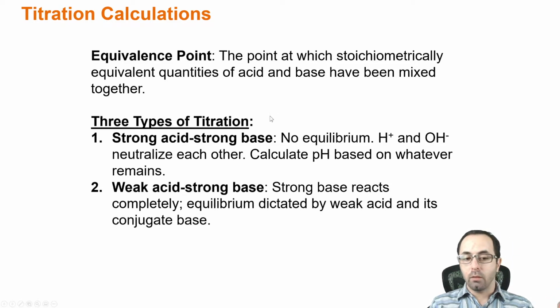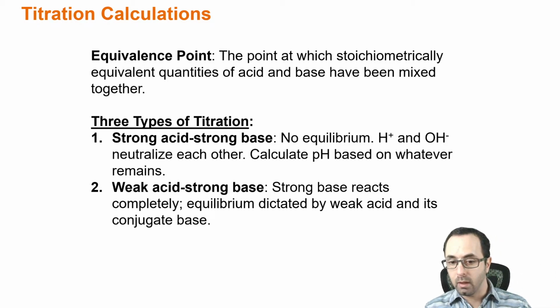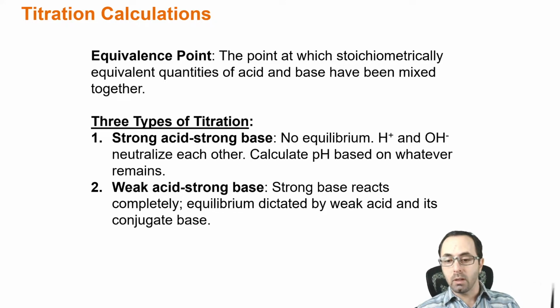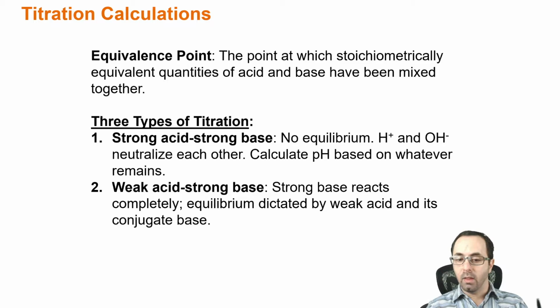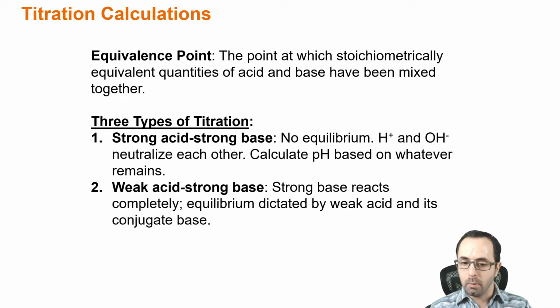In a weak acid, strong base titration, we first assume that the strong base reacts completely. So that's what we did when we were doing those buffer problems where we added a strong base to the buffer. We assume complete reaction of the strong base. After that, we will perform an equilibrium calculation and determine the pH based on the quantity of the weak acid and the conjugate base that are in the solution.